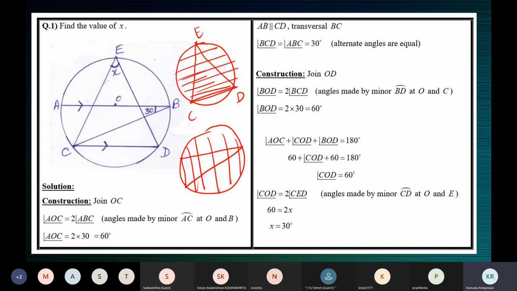Is it clear, Nivedita? Yes, ma'am. Are you sure? Yes, ma'am. See, the takeaway is when you want to connect two angles by this theorem, angles in the same segment of a circle are equal, remember that the two angles must be subtended by the same arc.